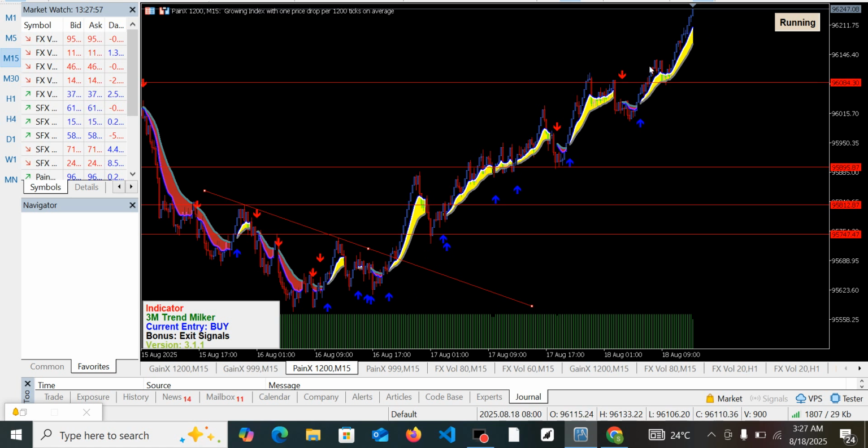When it happened, we benefited from the buy signal, and it went for a very long time. Actually, our TP stops around here, but as you can see, it is still buying. This is also the 15 minutes time frame for Pain X 1200.